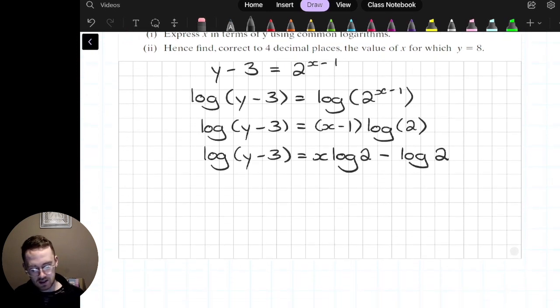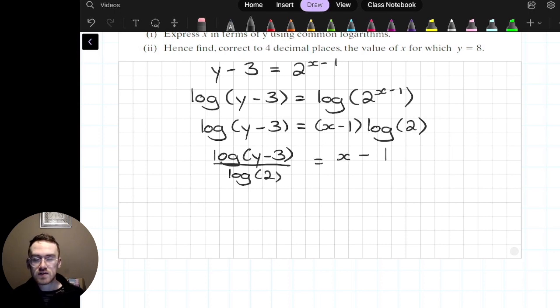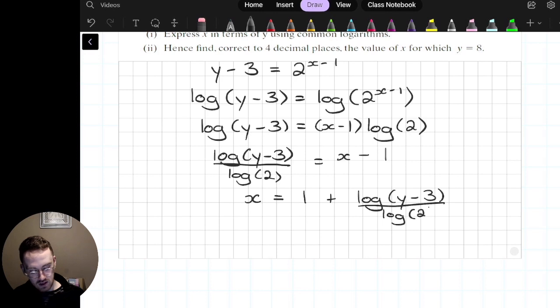So I can now look at the next little part, or in fact simpler than multiplying that out actually. Let me see, we'll go back, we'll make it a little bit easier for ourselves. Let's divide across by that log of 2 to save ourselves the hassle of having to multiply this out and then rearrange it. So we end up with x minus 1, and then we can bring the 1 over to the other side. So we end up with 1 plus log to the base, or log to the base 10 I suppose it is, or just log of y minus 3 over log of 2.